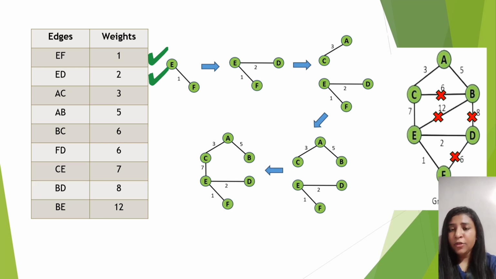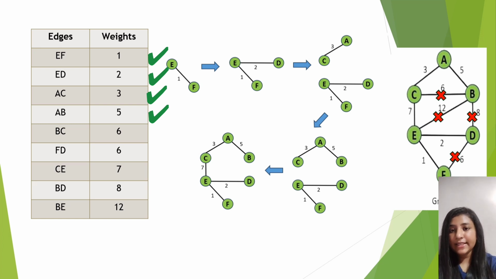Edge AC with weight 3 connects A and C. Both are new to existing components. So we add AC and form component AC. AB, weight 5. A is in AC, B is alone. So adding AB merges B into that group. Now ACB is one component. We currently have 4 edges added: EF, ED, AC, AB.